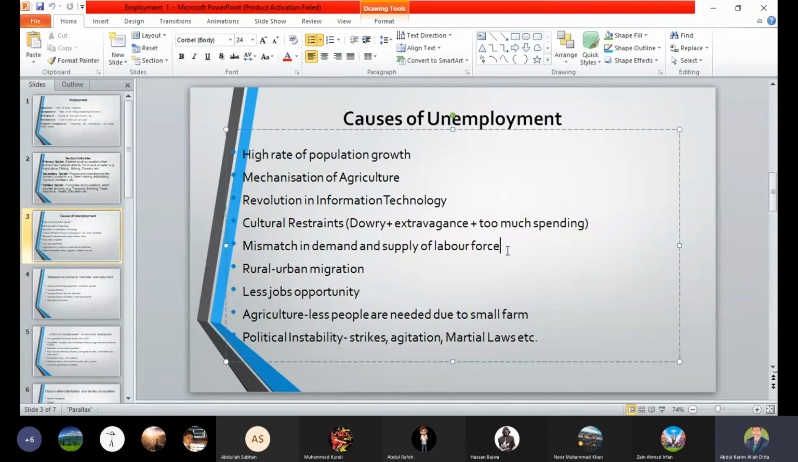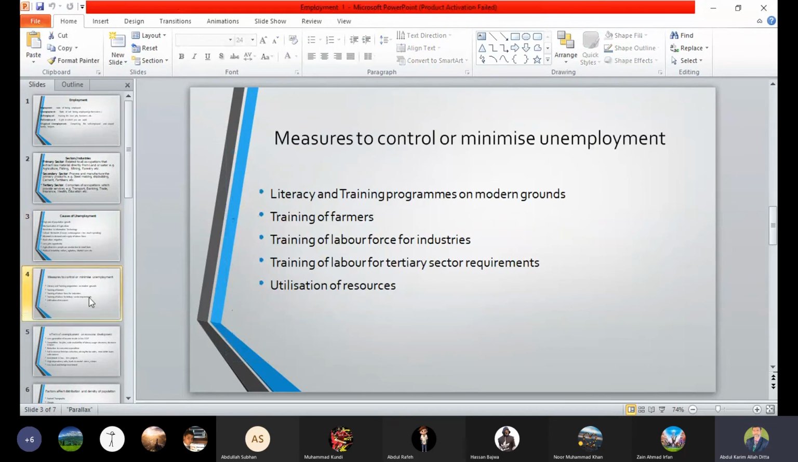Then in agriculture, fewer people are needed due to small farms. In one family they have more people, but on a small farm they need only two people to work. If they are six members, four people are not needed there, so that also causes unemployment. Beta, political instability and government policies are not stable, you understand. So due to that the rate of unemployment is increasing in the country.